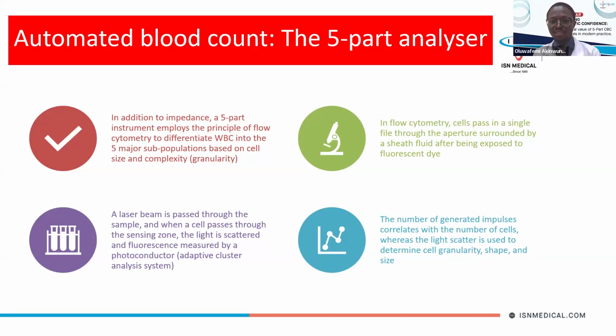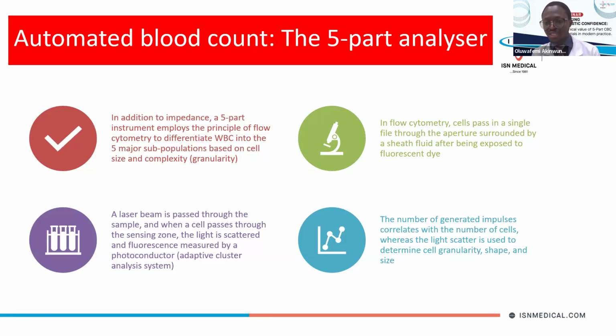As they pass through, the cells are exposed to a fluorescent dye. Then a laser beam is passed on the sample as they pass through the aperture in a sensing zone. The light scattering and fluorescence of the cells is captured by a photodetector, in a mechanism described as the adaptive cluster analysis system. Depending on the type of equipment you are using, various technologies may be deployed in the system. For things like the 6-part, you have the adaptive cluster analysis system in them.